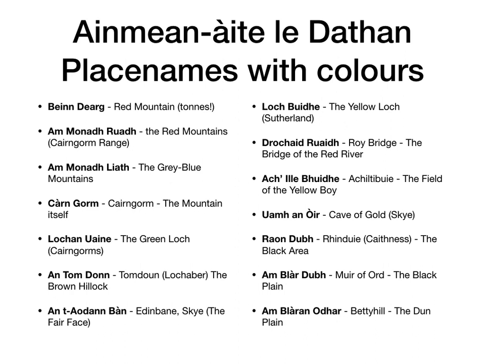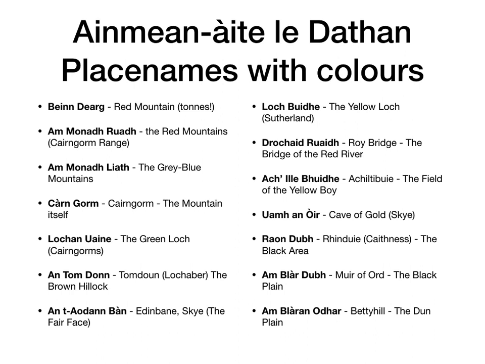Drochaid Ruadh, the Bridge of the Red River, Roy Bridge. Achaidh Buidhe, Achnabuie, the Field of the Yellow Boy, is in Còig Achaidhean, the Five Fields. Uamh an Òir, the Cave of Gold, a famous Gaelic song and pibroch, named after that, about a piper going in, and in fact being attacked by the Cù Glas Uaine, the green dog, which he can't fight off because he's got his pipes. He's playing the pipes to scare it off.